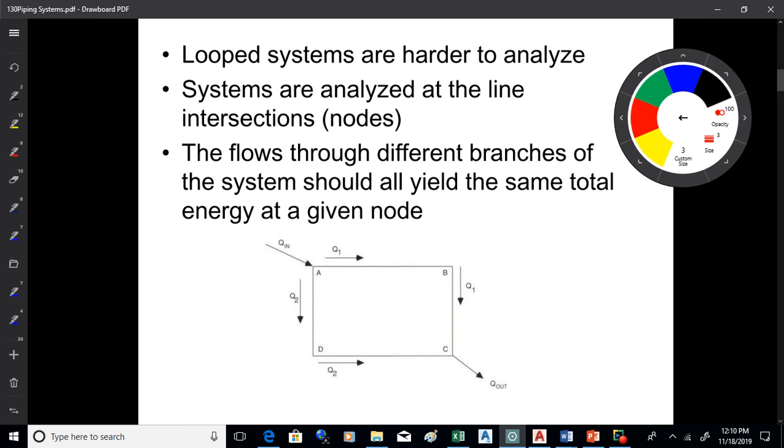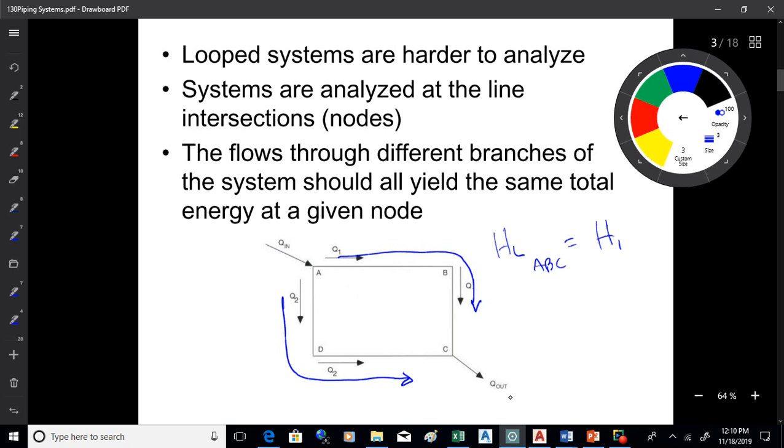Now, this makes for a little bit more challenging analysis, but what you do is you look at the intersections, which you can call nodes. And what you look at doing is balancing the energy for the different paths the water could flow. So here I've got a real simple system where there's two ways for the water to flow from A to C. What's going to happen is it's going to balance out. So the head loss ABC will equal the head loss around ADC. The flows will balance out such that the head losses equal each other in the two possible routes. That's how it works.